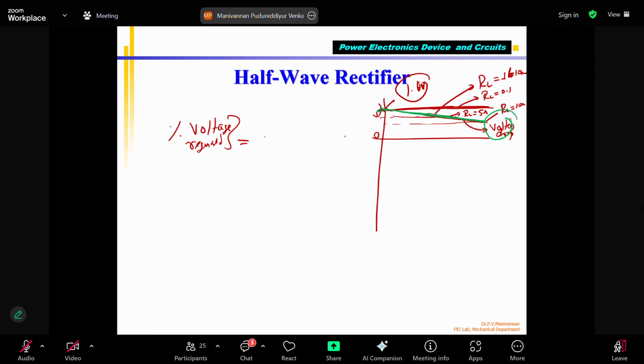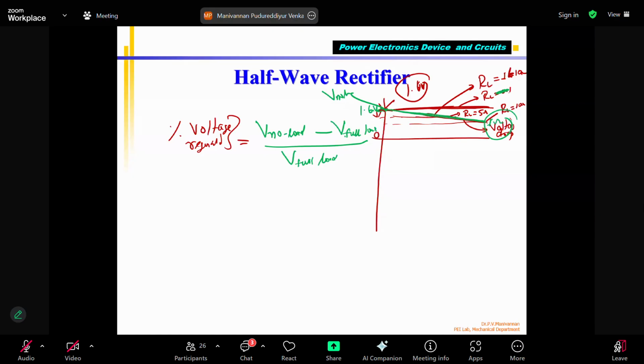So voltage regulation equals the voltage at no load minus the voltage at full load, divided by the voltage at full load. Correct? So for example, for this condition, this is V no load. What was this? 1.6 volts. Now I will decrease the load resistance from 10 ohm, 9 ohm, 8 ohm, because I am decreasing. So for example, for understanding, when the load resistance becomes 1 ohm.